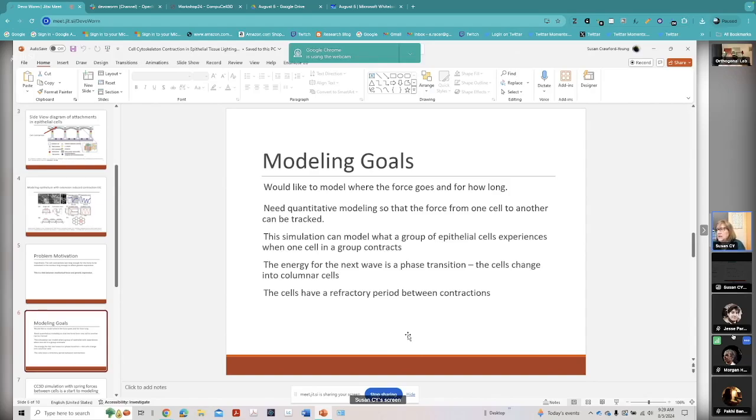And the energy of this wave or contraction is thought to be a phase transition. You're actually changing the cytoskeleton of the cells from sort of cuboidal to columnar cell. And cells have a refractory period where they can contract for a while and then they can't do anything. Then they relax and can't do anything for a while because they've used up their chemical reserves.